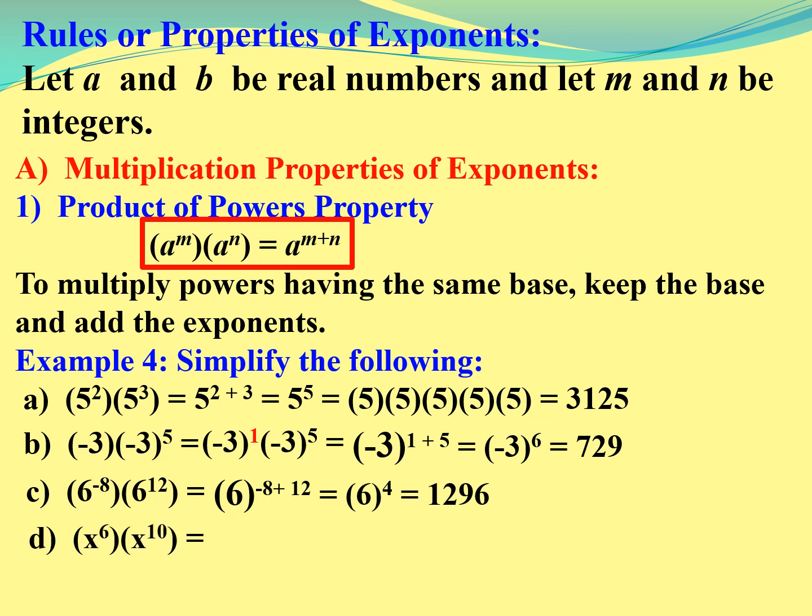Letter D, x to the 6 times x to the 10 equals x to the 6 plus 10, or x to the 16. Letter E, x to the minus 5 times x to the 8 equals x to the minus 5 plus 8, which is x to the 3.